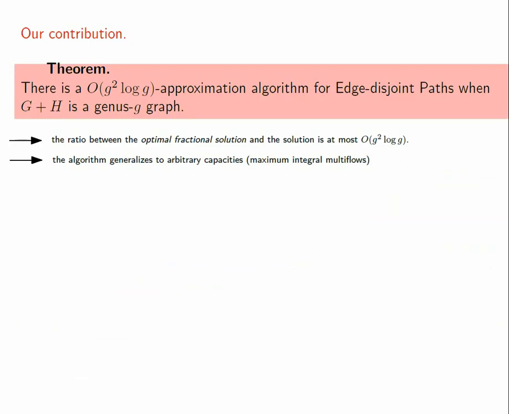The main result of the paper that I'm going to prove in this talk is to show that for instances where G plus H has genus at most g, there exists a polynomial time algorithm with approximation ratio big O of g squared times log g. Since the upper bound on the optimal integral solution used in this algorithm is the value of the optimal fractional solution of the edge disjoint path LP, we even obtain that the integrality gap of the edge disjoint path LP is also upper bounded by the same constant.